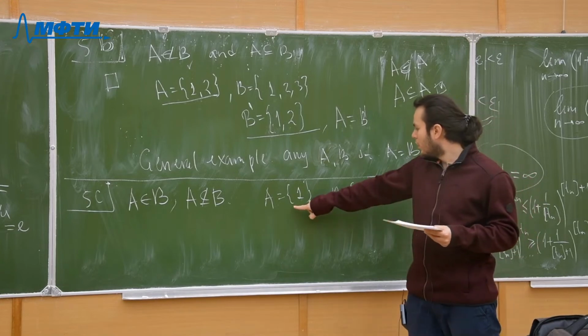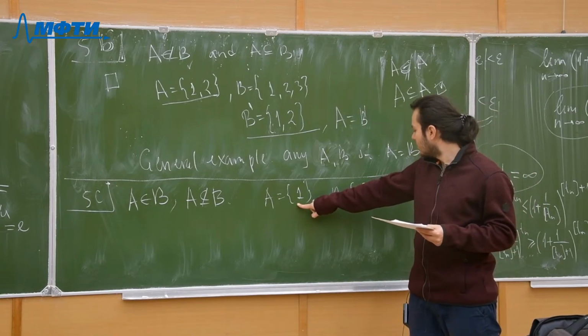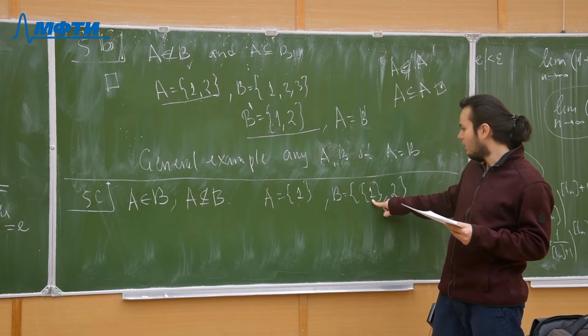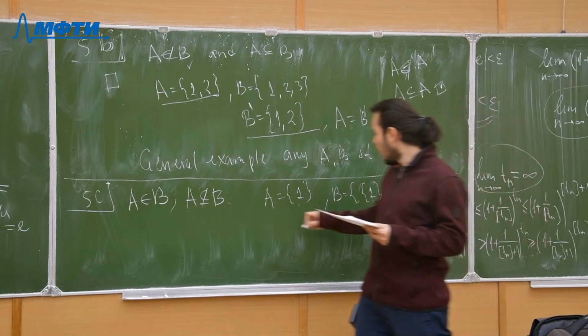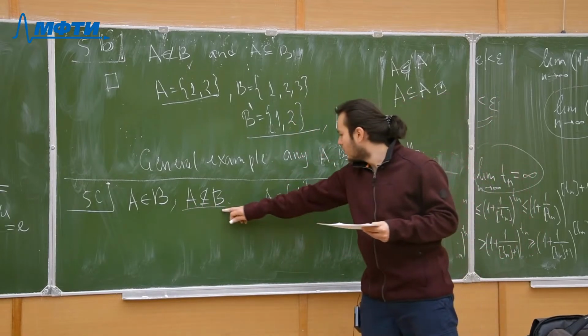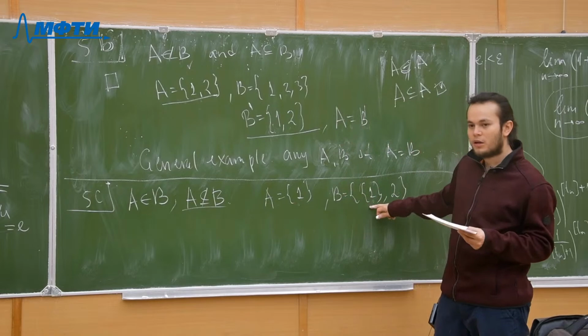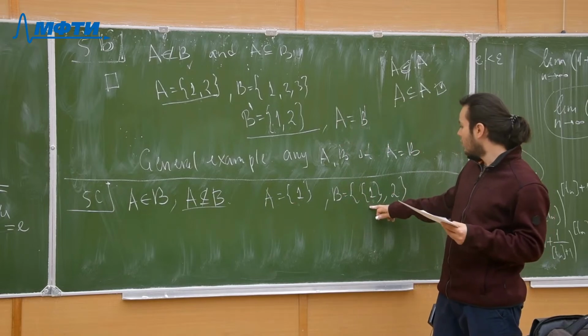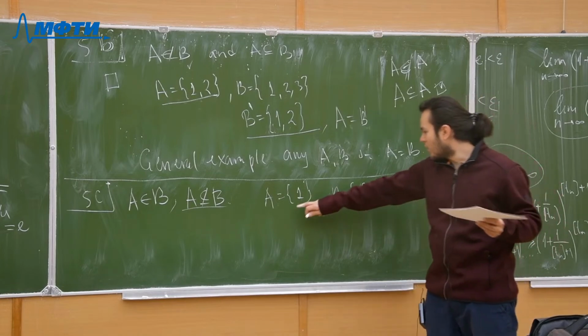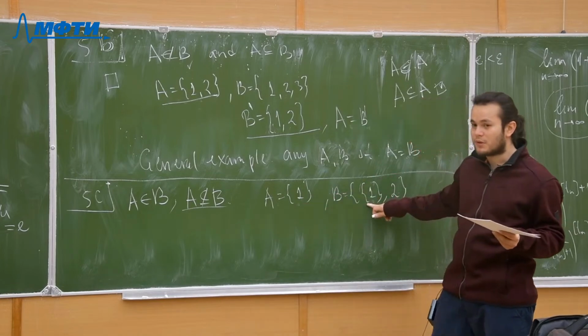Now this A belongs to B. Yes, we can see that. But what about this one? Is A a subset of B? No, it's not, right? It's not, because here A is an element but not a subset. Okay?